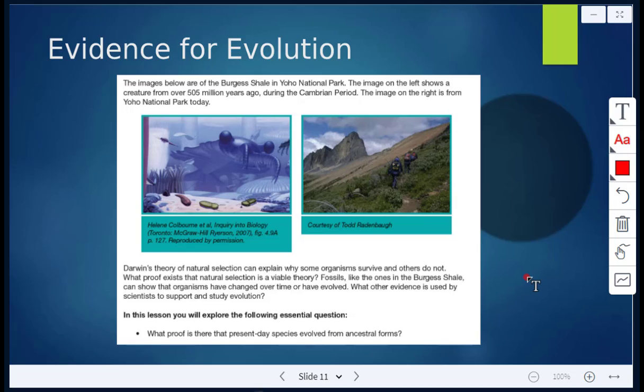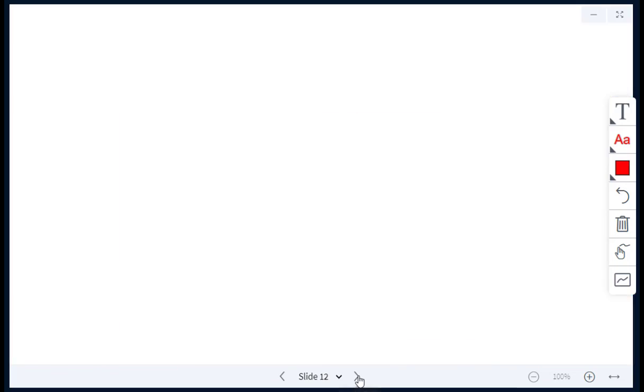But what proof exists that natural selection is a viable theory? So fossils is one way to prove that natural selection is a viable theory. So fossils like in the ones here in Burgess Shale can show that organisms have changed over time or have evolved. But what other evidences are there that scientists use to support and study evolution? And that's what we're going to look at.